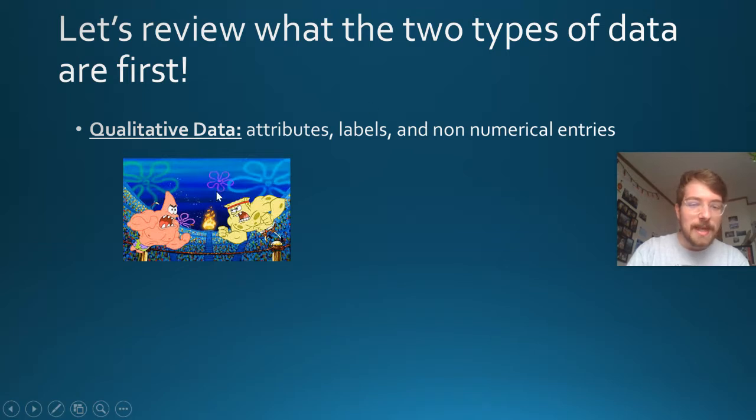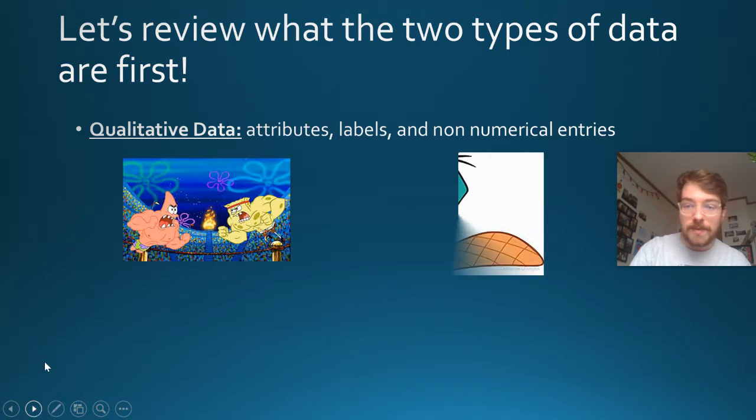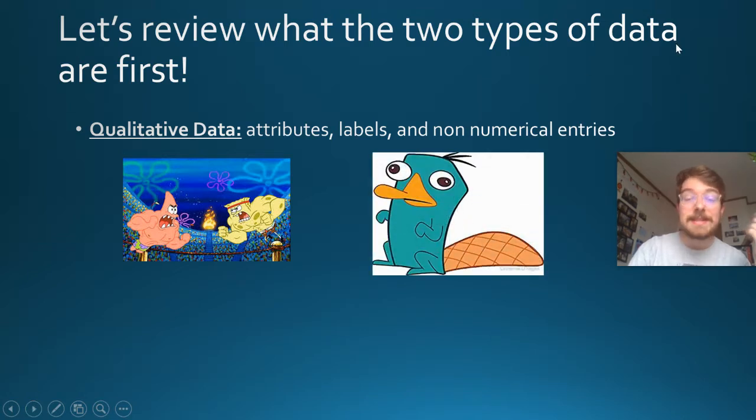So, remember, they were yelling at each other. They were like, yellow, pink, colors. Those are qualitative data. That's a label in this case. Another one I thought of immediately was good old Perry the platypus. He's a mammal. Any type of label like that is going to be qualitative data. Amphibians, reptiles, all that. If it's not a number, it's probably qualitative data, or it just describes the quality of things. So that's the one type that we work with.